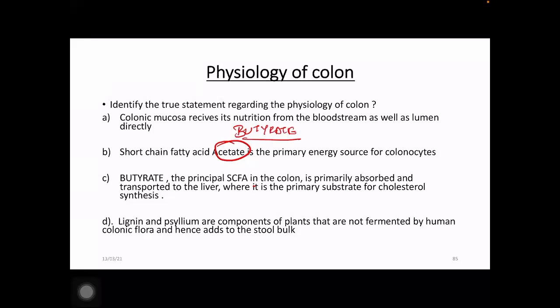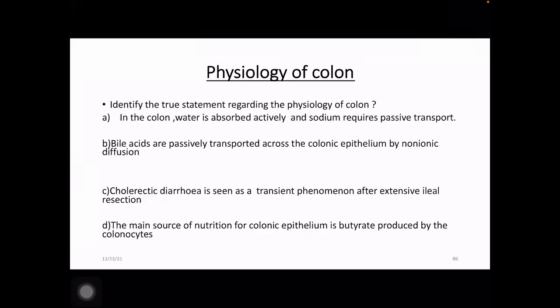Lignin and psyllium are components of plants that are not fermented by human colonic flora and hence add to the stool bulk. True or false? True. So these are the plant dietary fibers. They are not fermented. They just add stool bulk. The other dietary fibers which are fermented by the bacteria give butyrate, which is the main source of energy for colonocytes. So remember, the short chain fatty acid butyrate is the primary energy source for colonocytes. Fine. If you remember that, that would be good.